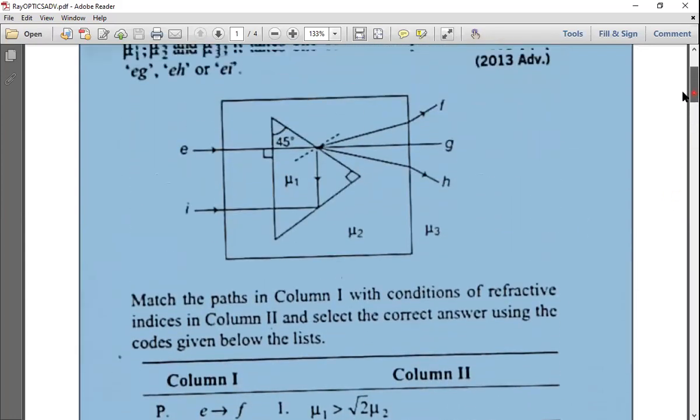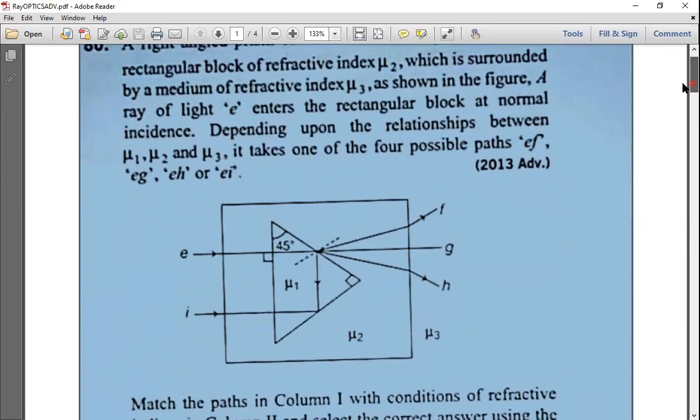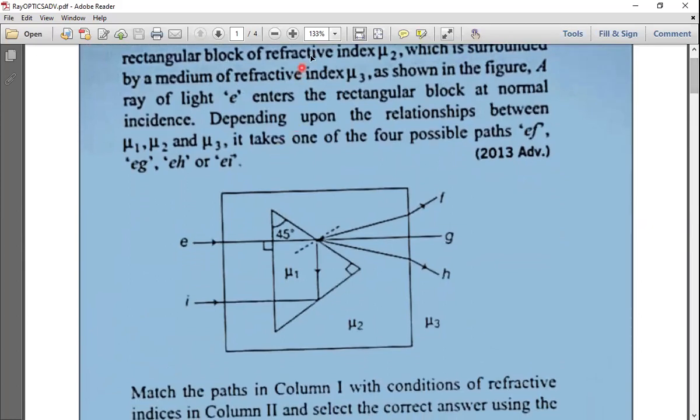So let's go to the diagram. Let's go back to the diagram and now listen carefully to what I am saying. See, this question is very big, right? The question is very big, but if you use basic concepts, you will be able to answer this question, not that much difficult.